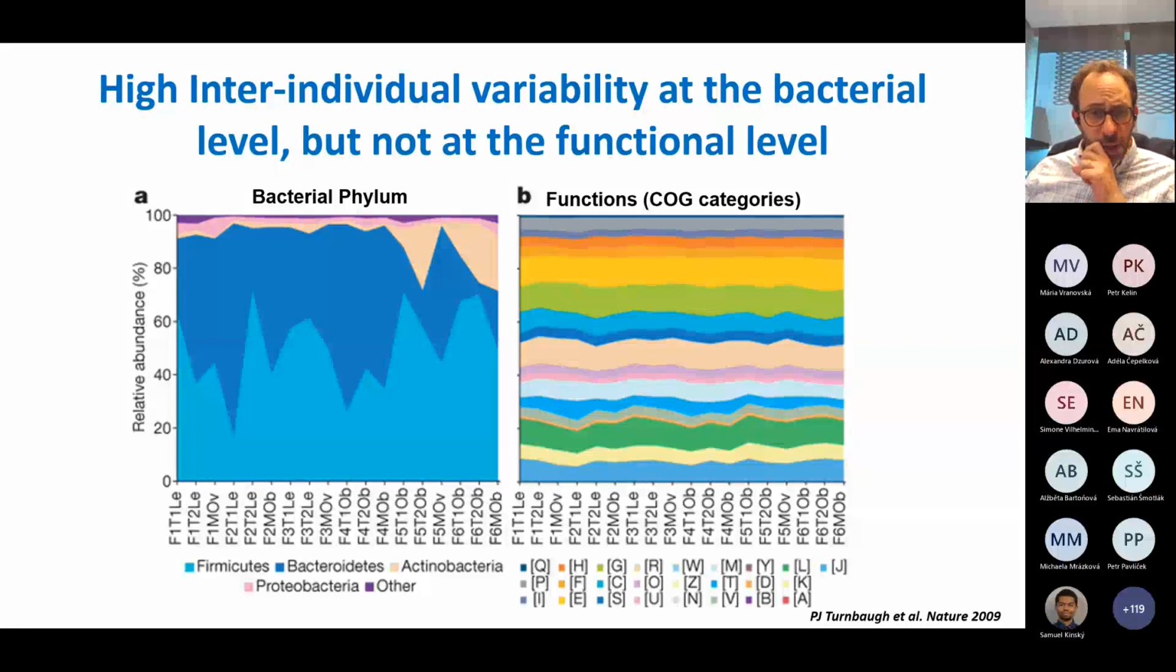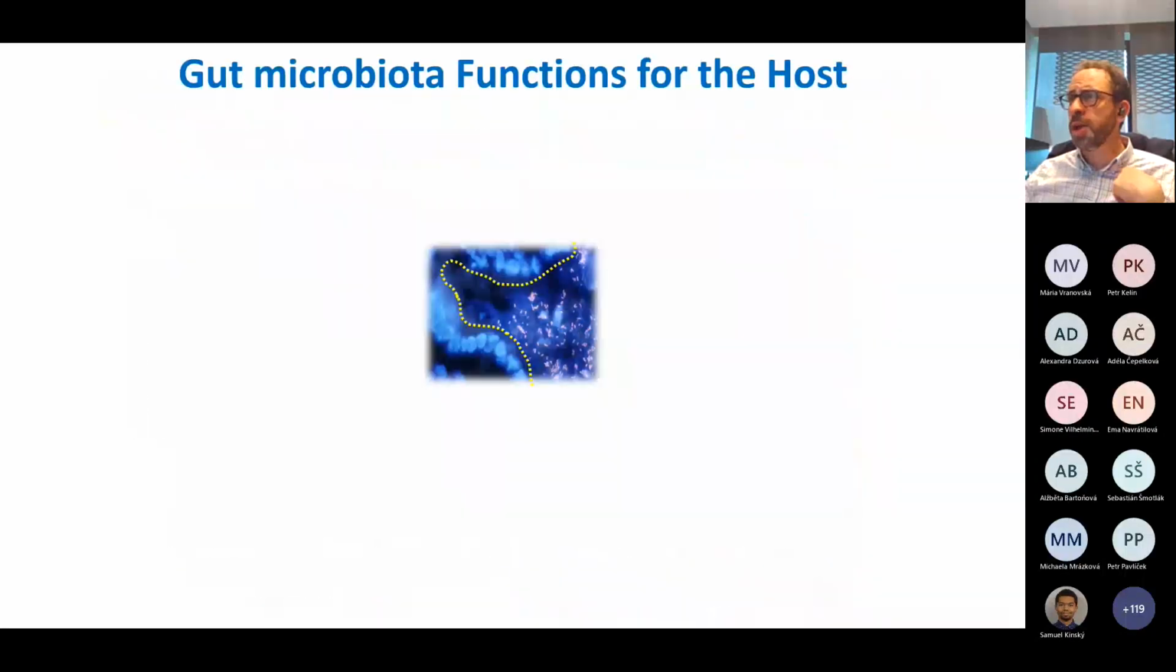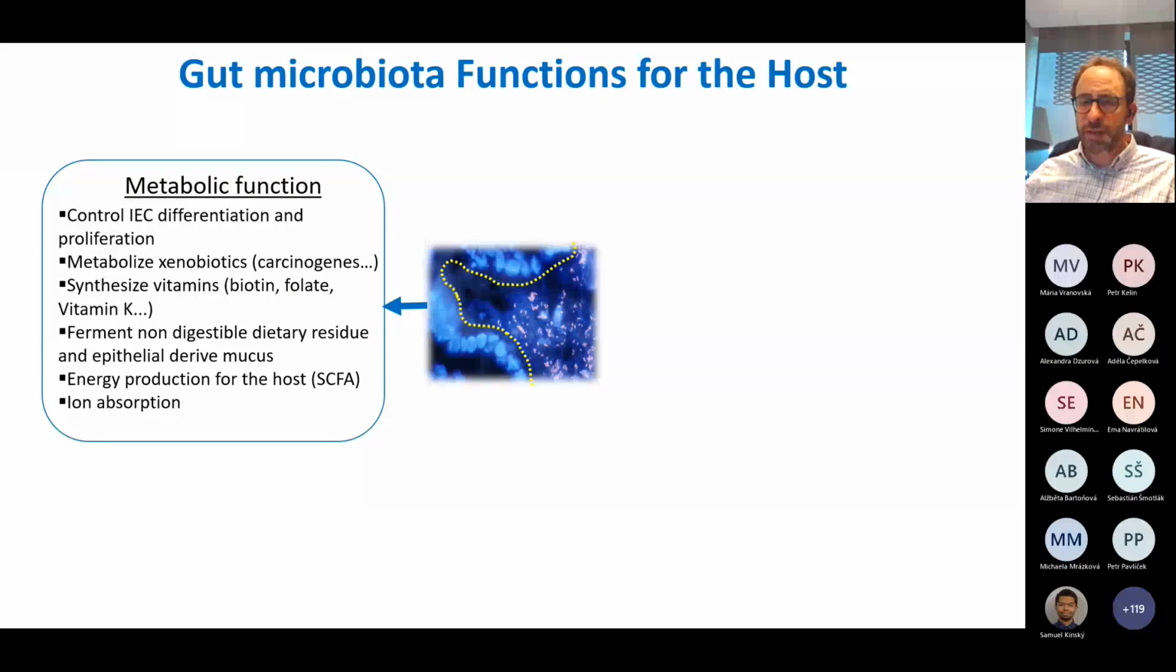So when we are talking about function of the microbiome, we are thinking about the function that the microbiome is doing for us, for the human cells. And there are many, many different functions. So I will not mention all of them, but just give you some big examples. So first, the microbiome has metabolic functions. It controls intestinal epithelial cells differentiation and proliferation. It metabolizes xenobiotics. It's also involved in the synthesis of vitamins, such as vitamin K, for example. It also ferments non-digestive dietary residues.